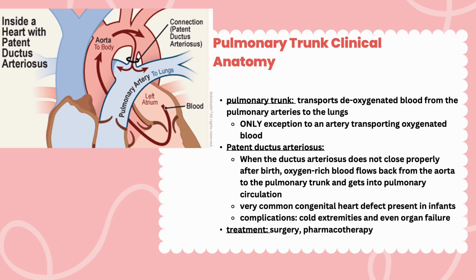But back to the main point. So one condition that happens a lot when the pulmonary trunk has an interference is when the patent ductus arteriosus does not close properly. So when the ductus arteriosus does not close properly after birth, oxygen-rich blood flows back from the aorta, as we can see in this diagram, through the pulmonary trunk, and then gets into the pulmonary artery, and then gets into pulmonary circulation, which is a problem because oxygen-rich blood is not supposed to mix with oxygen-poor blood.